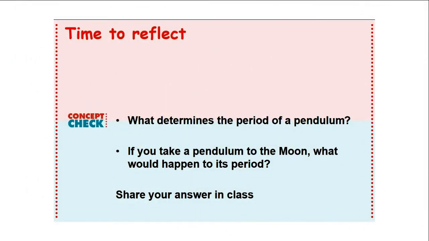So to finish this part, I will ask you a few questions. The first question, which we already discussed in this part, what determines the period of a pendulum? The second question I want you to think about and to do some research. If you take a pendulum to the moon, for example, what do you think will happen to the period? Remember, on the moon, there is gravity, but the gravity is small. So what do you think will happen to the period of the pendulum?